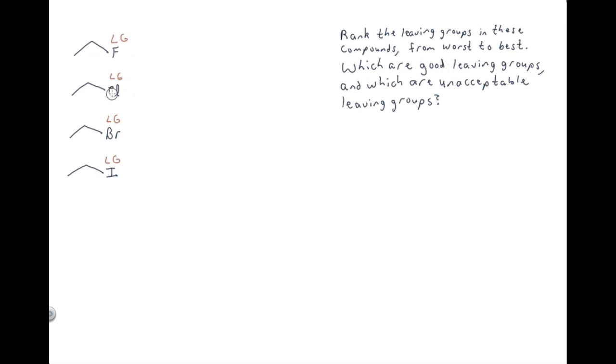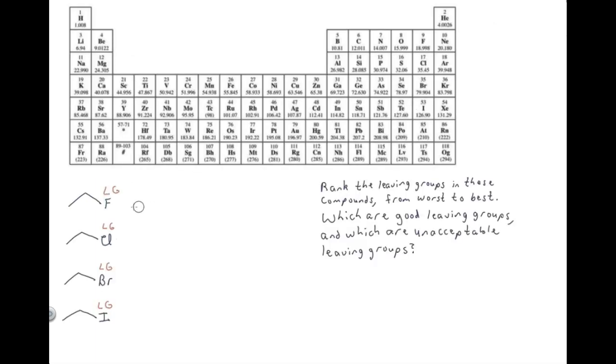So let's compare that to the ability of fluorine to act as a leaving group. We want to rank all four of these leaving groups. Well, we should notice that these four leaving groups all appear in the same column of the periodic table. You can see that each of these four leaving groups, fluorine, chlorine, bromine, and iodine, appear in the same column of the periodic table. So what we're going to try to learn here is how to rank different leaving groups that appear in the same column of the periodic table.